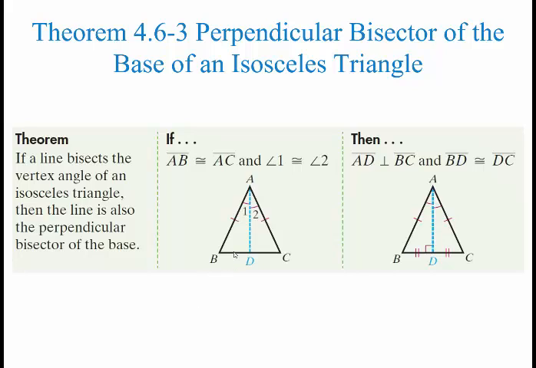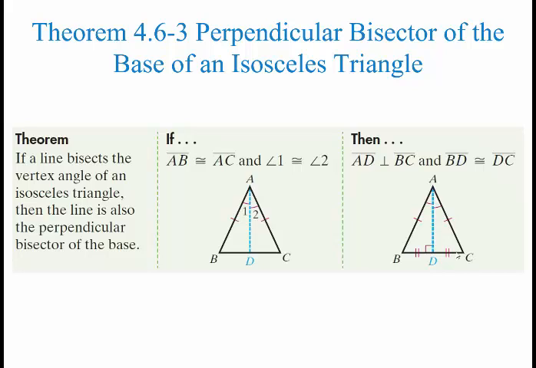What that means is, if side AB is congruent to side AC, and this is an angle bisector, so that angle 1 is congruent to angle 2, then what we do know is that AD is perpendicular to BC, and as a result, BD is congruent to DC.